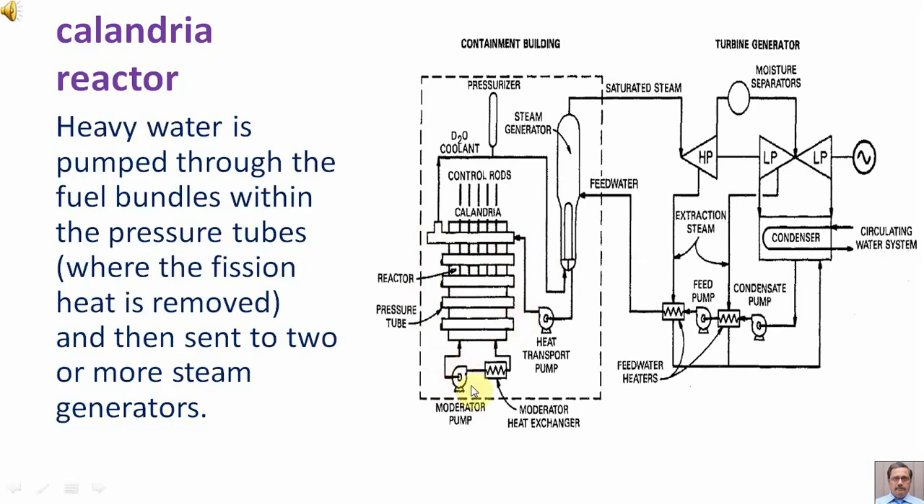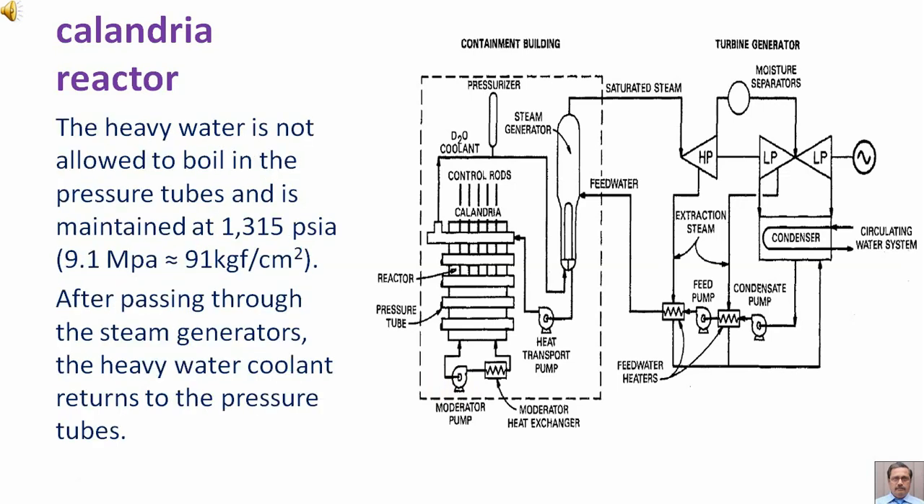Heavy water is pumped through the fuel bundles within the pressure tubes, where the fission heat is removed and then sent to 2 or more steam generators. The heavy water is not allowed to boil in the pressure tubes and is maintained at about 91 kg force per centimeter square pressure. After passing through the steam generators, the heavy water coolant returns to the pressure tubes.